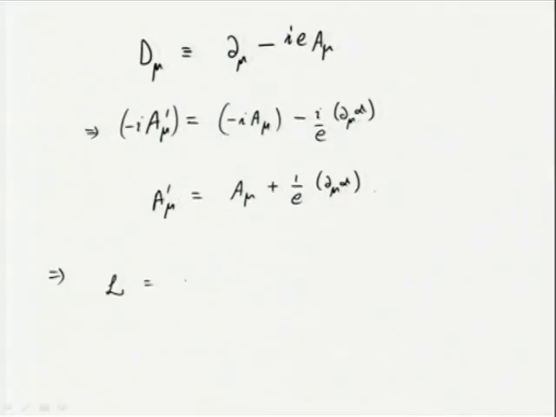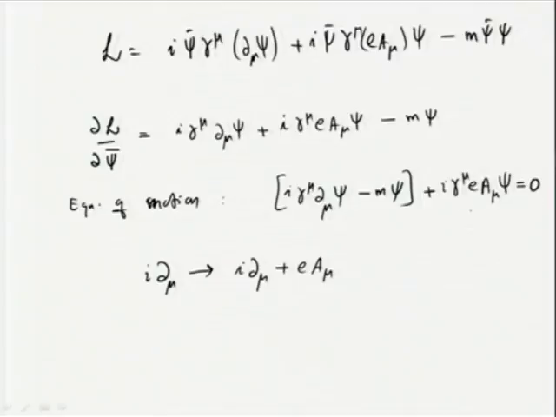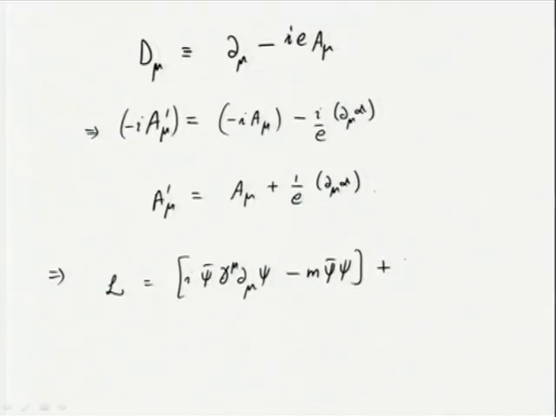i psi bar gamma^mu ∂_mu psi minus m psi bar psi, okay, plus psi bar gamma^mu psi e A_mu. And indeed, this is of the form that we had earlier for an electron or a charged particle represented by psi interacting with the electromagnetic field represented by A_mu.